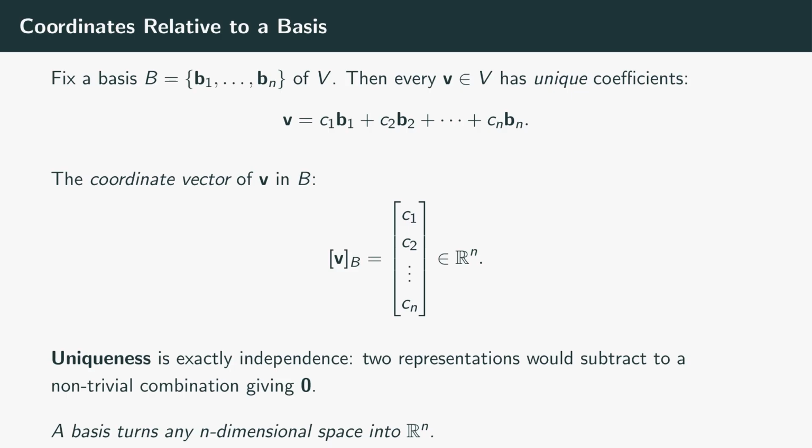The key word is unique. There is exactly one choice of those coefficients. We collect them into a column called the coordinate vector of v in that basis. Why are the coefficients unique?